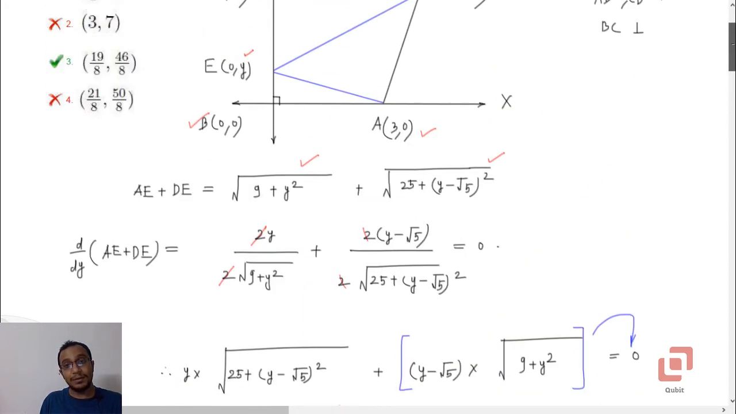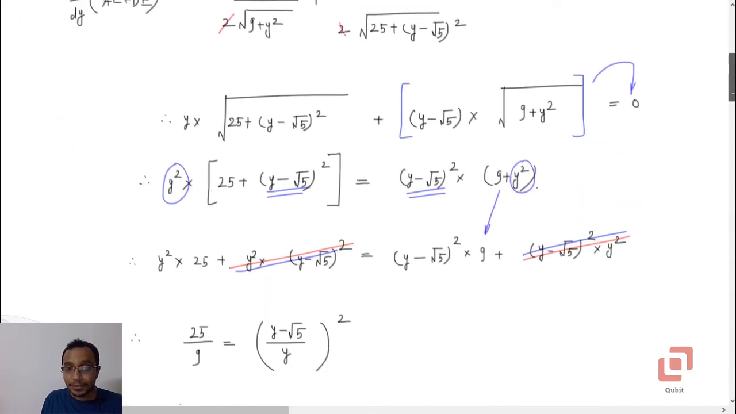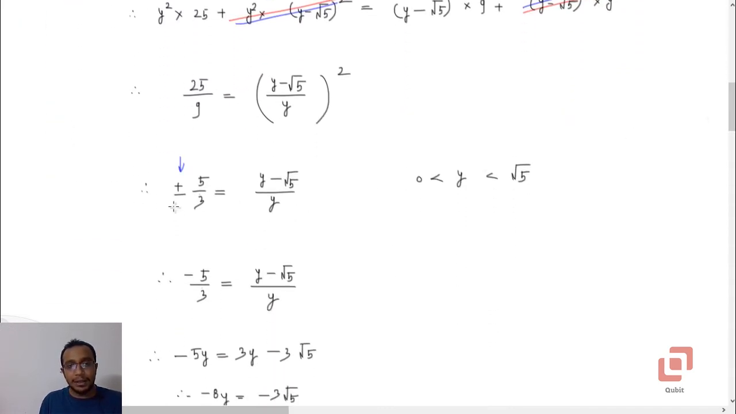Now because in our new coordinate system, E has to be between B and C, the y coordinate has to be between 0 and root 5, we take the negative square root. Because then y minus root 5 will become negative, correct? So this is important. Otherwise we'll keep on trying with the positive square root as well. But let's now go only with the negative root, and we have now seen why we should take the negative square root.